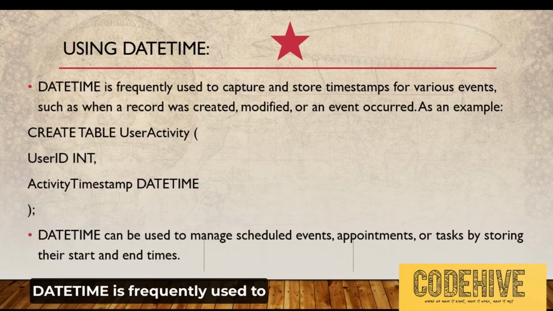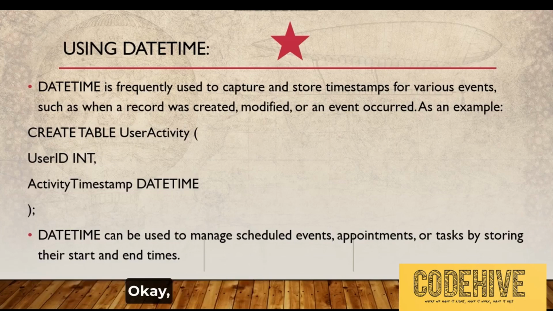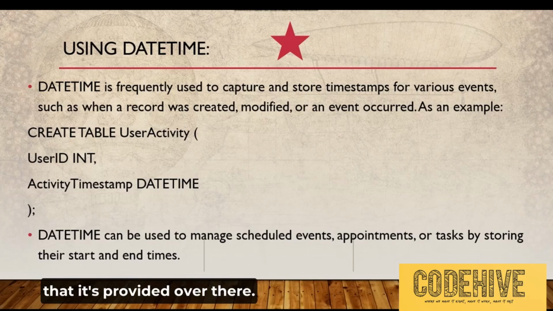So date time is frequently used to capture and store timestamps for various events, such as when a record was created, when it was modified, or when an event occurred. Okay, so let's look at the example that is provided over there. Create a table, for example, user activity. You have your user ID, which has the int data type that we also looked at in the previous video. We have activity timestamp, which uses a data type of date time. Date time can be used to manage scheduled events, appointments, or tasks by storing their start and end times.